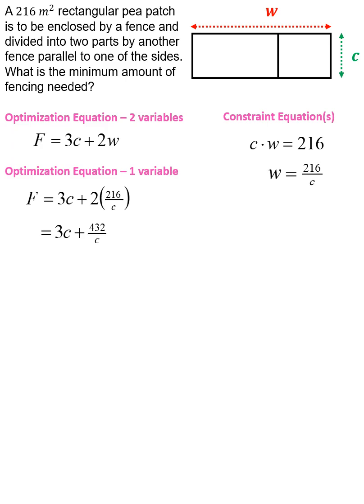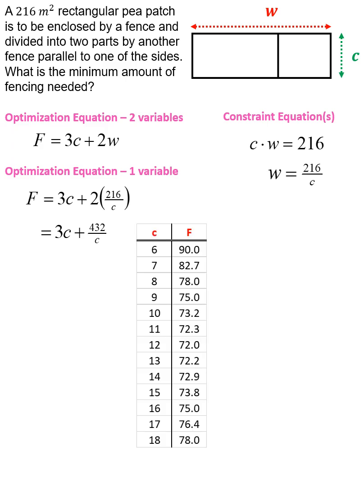Now, how could I then choose a value of C that would make F as small as possible? In other words, what value of C would give me the minimum amount of fence needed? Well, one thing you could do, and I don't recommend this, but this will give you a perspective on the problem. One thing you could do is you could look at this diagram.